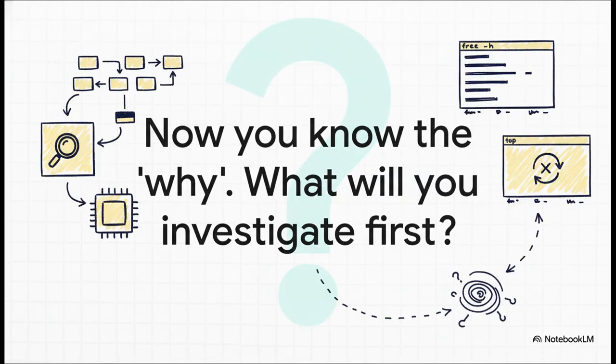So there you have it. You now have the mental model to understand what's really going on inside your system's memory. The next time you run a command like top or htop, you're going to see those cached and resident memory columns in a whole new light. So the only question left is, with this new knowledge, what are you going to go investigate on your system first?